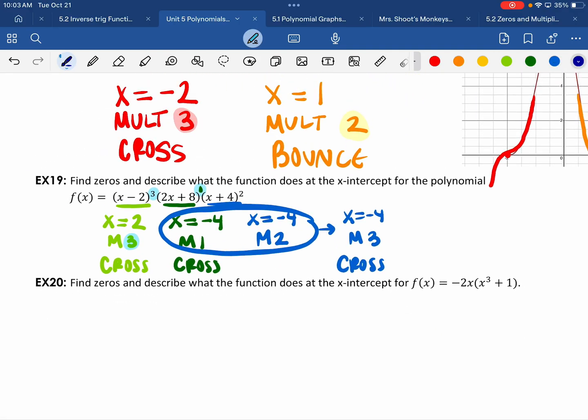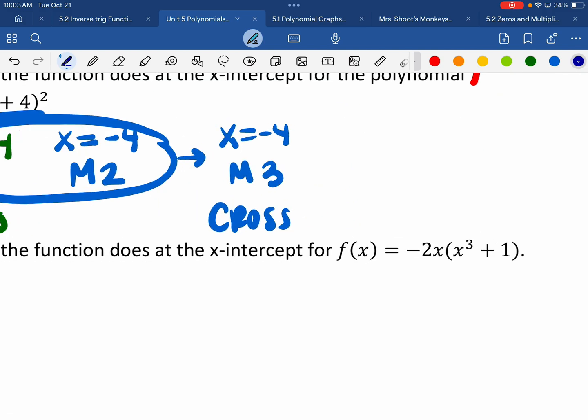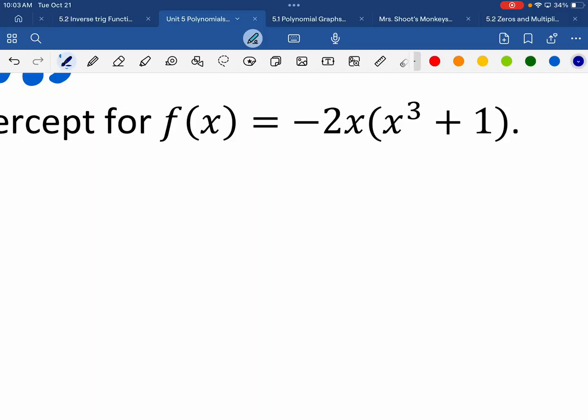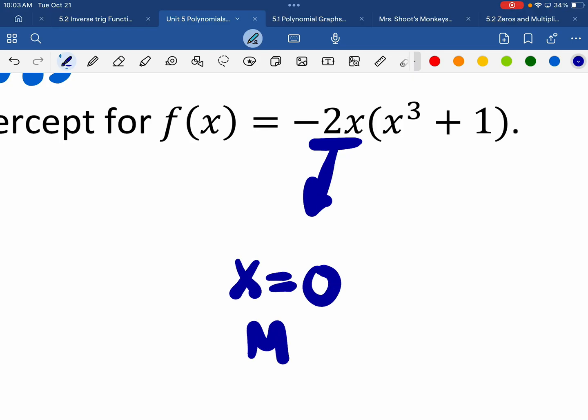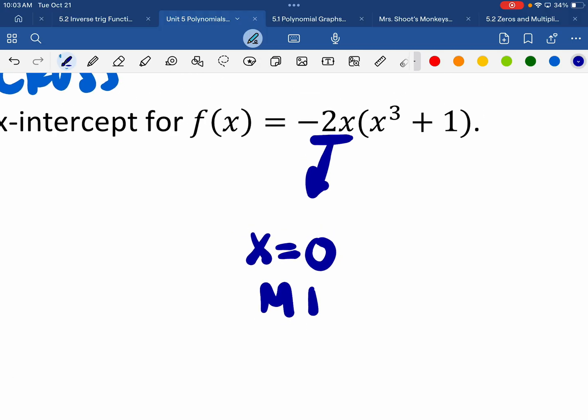All right, next one. Find the zeros and describe what the function does at the x-intercept. So same thing, finding the zeros, telling me what it does. Where would that 0 be at? 0. And what's the multiplicity? 1. And so are you going to bounce or cross? Cross.